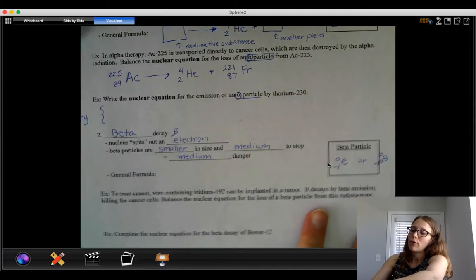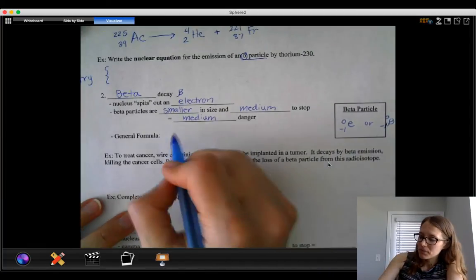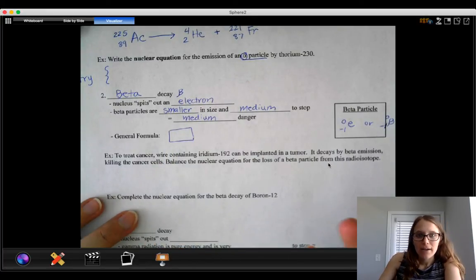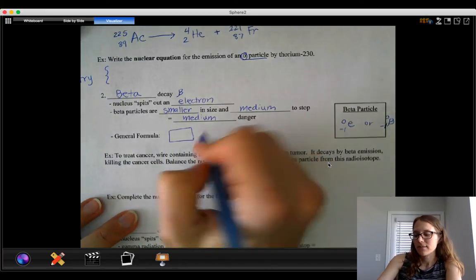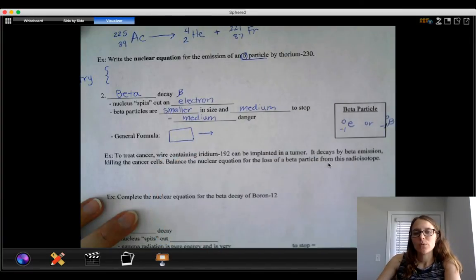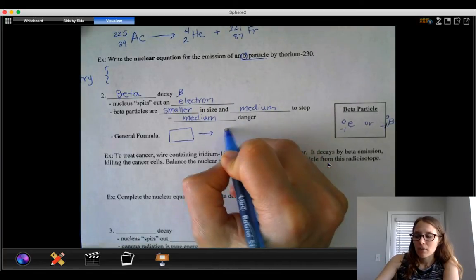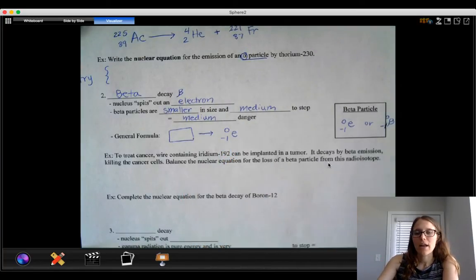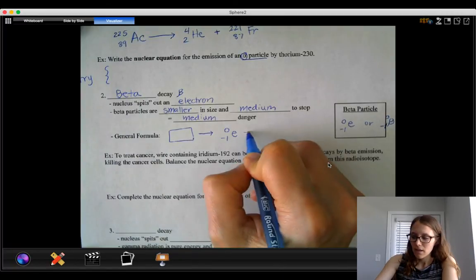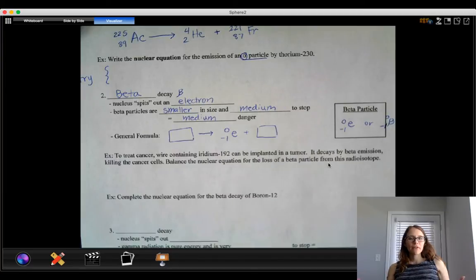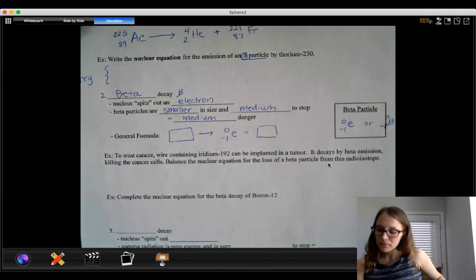Our general formula for a beta decay is going to look pretty similar to what we had before. We have something that's radioactive, so that's going to be our first piece. It's going to spit out a beta particle, and then we have something else that's left over. The beta particle we would write as that 0, -1e, and then there's some other piece. And these two pieces I'm leaving blank for now, they depend on the question.